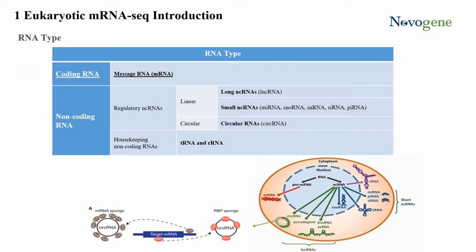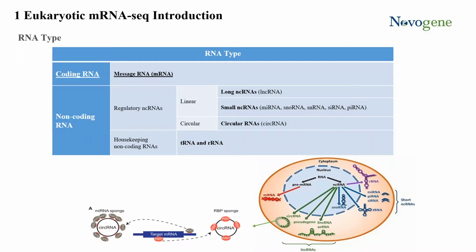Circular RNAs are produced by a non-canonical splicing event called back splicing. They also bind with microRNA and make sponges, as you see in the picture, that prevent the microRNA from binding to their targets. Under the housekeeping non-coding RNAs, we have two kinds of RNAs, that is transfer RNA and ribosomal RNA. They are expressed in all cell types and carry out essential functions in the cells.